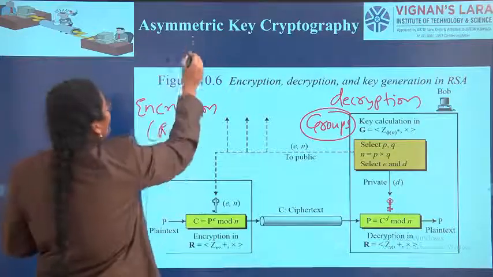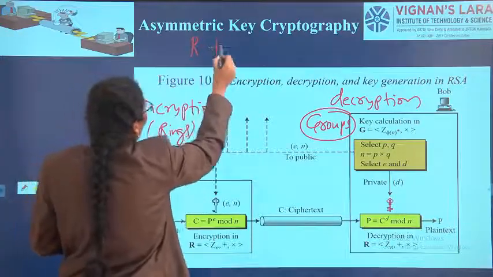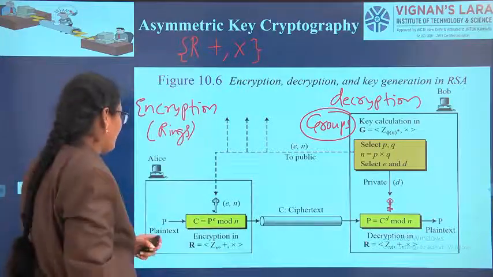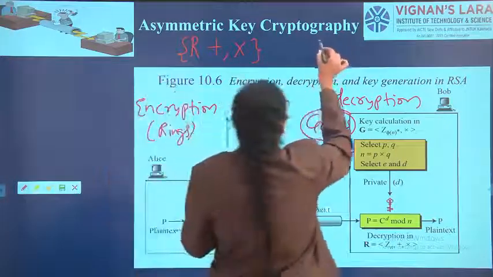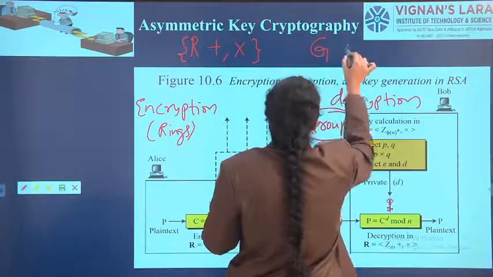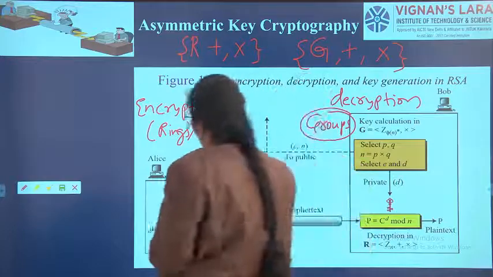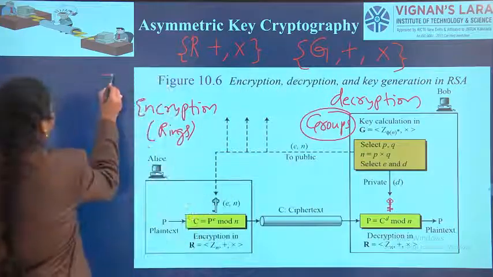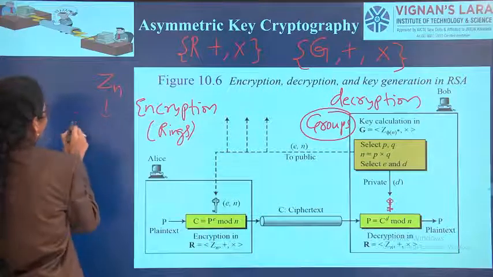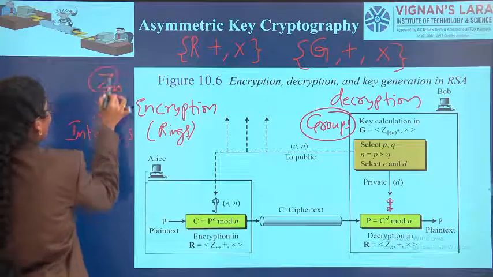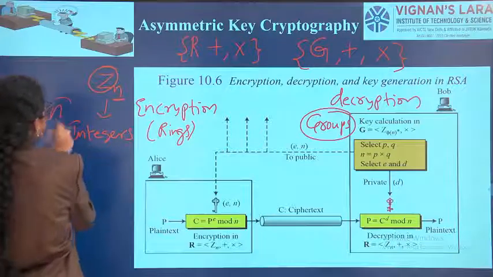See, ring is denoted with R. It can perform addition and multiplication. This is the ring denotation. Group is denoted by capital G. It can perform multiplication. This is the denotation for group. As I already told you, Zn will indicate integers, Z is for integer, n is nothing but n integers we have.